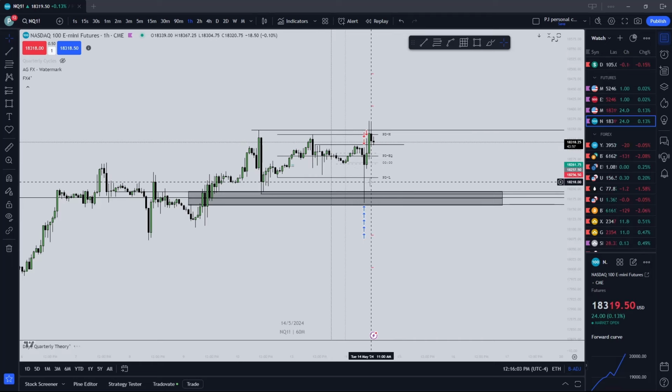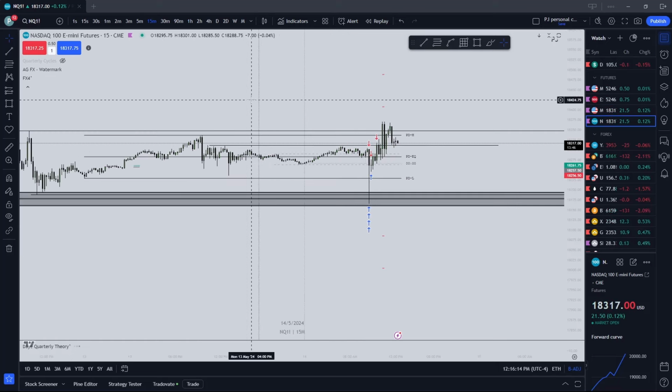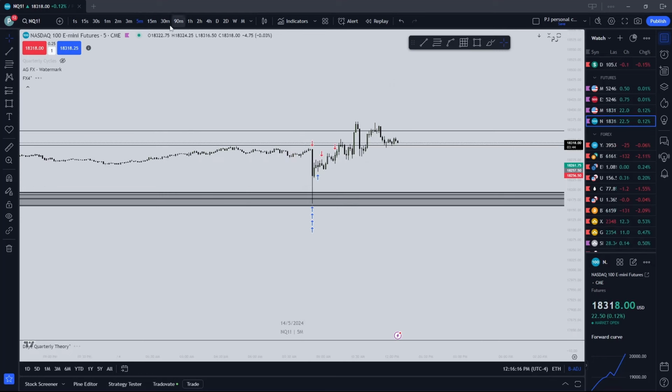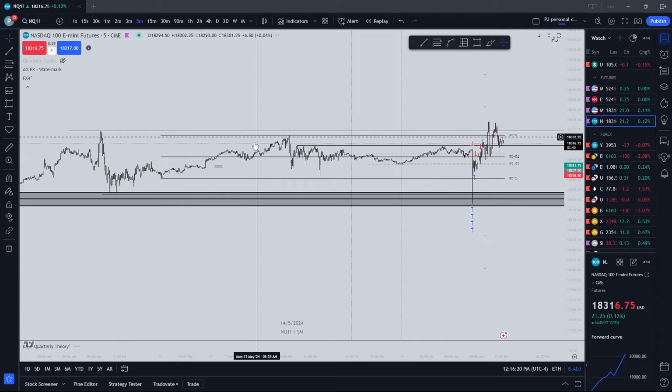So that's what happened. I don't get FOMO and try to short the move. Obviously I know what's going to happen at that point. We're going to take these lows, come into where we're going to look for our key area of reversal, and we just come in on a lower time frame. We see the 5-minute.